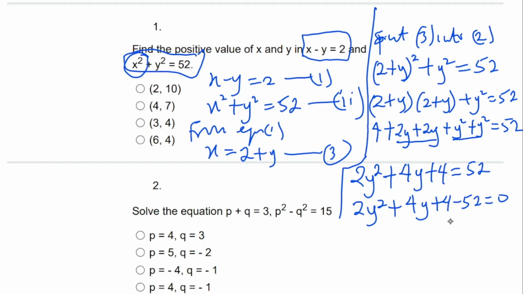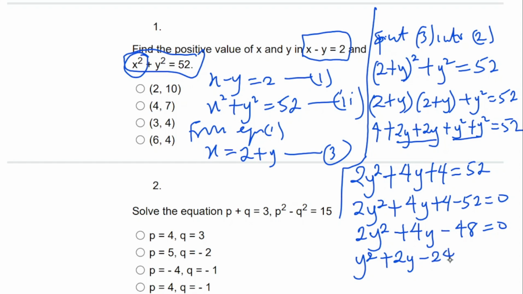So this has led to a quadratic equation. That means we have 2y squared plus 4y minus 48 equals 0. But we can use 2 to divide through, so 2 can go into all of them. So divide through by 2. In that case, we're going to have y squared plus 2y minus 24 equals 0. So we can then factorize this.